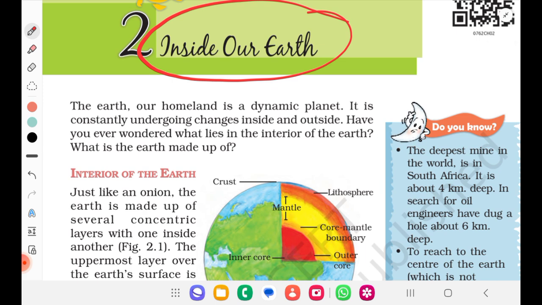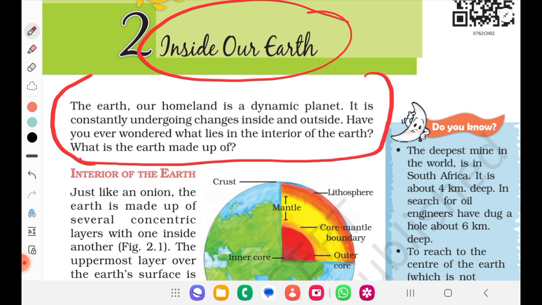The Earth, our homeland, is a dynamic planet. It is constantly undergoing changes inside and outside. Have you ever wondered what lies in the interior of Earth? What is the Earth made up of? So here is a question. Actually, I am just explaining today how to read NCERT along with explaining the chapter.